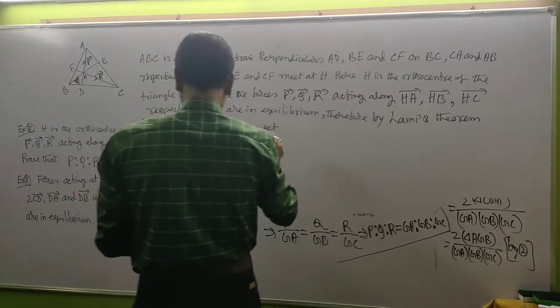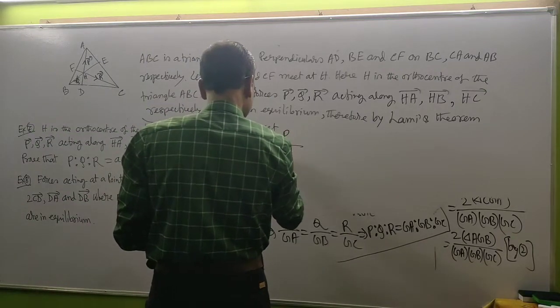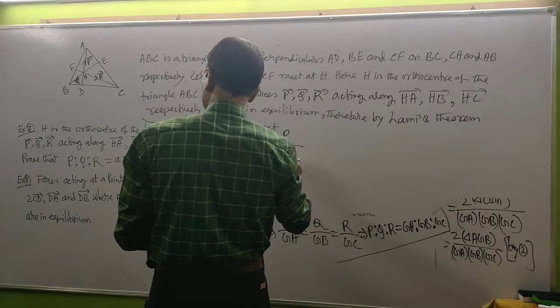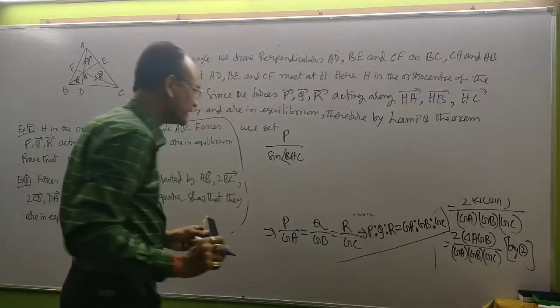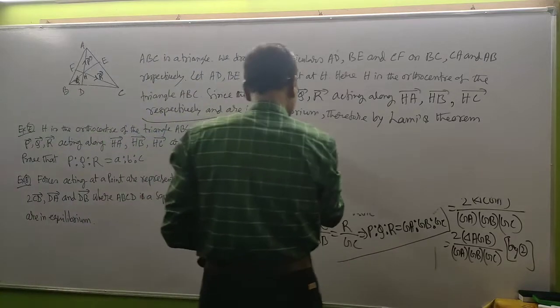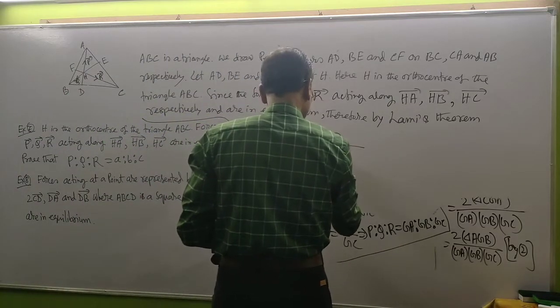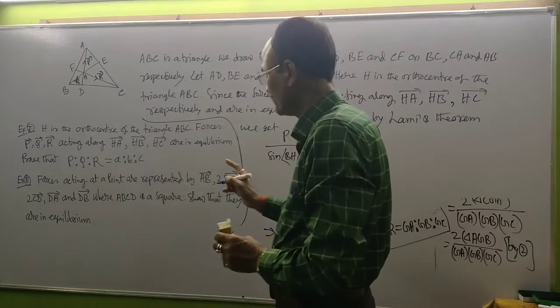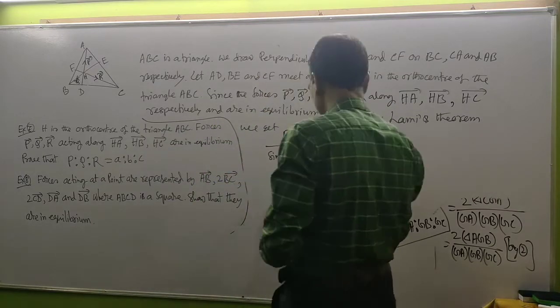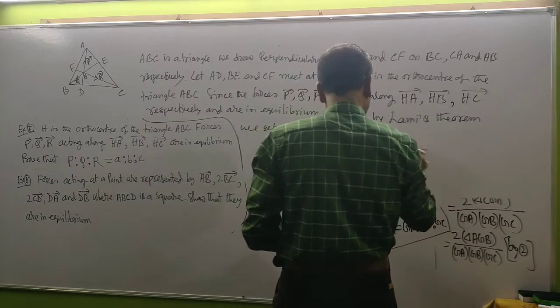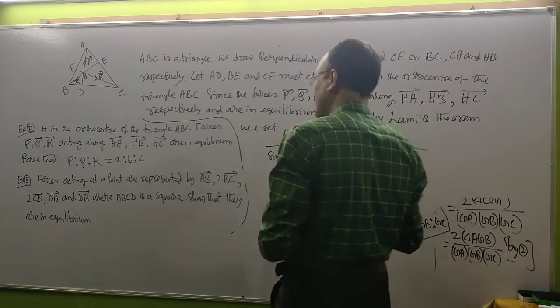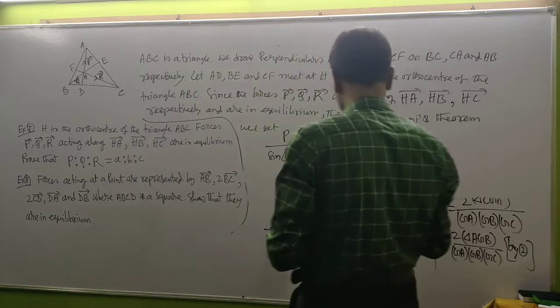P divided by sine BHC is equal to Q by sine CHA, which is equal to R by sine AHB.